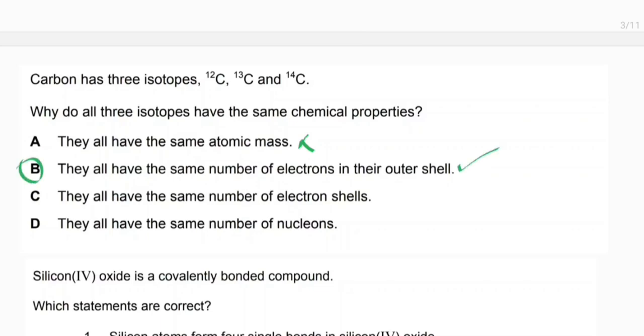So the chemical reactivity actually depends on the same number of electrons in the outer shell, or same valency, you could say, or you could also say the same number of electrons involved in chemical reactions. They all have the same number of electron shells. That is actually wrong, because any element on the 3rd period has 3 electron shells, on the 4th period has 4 electron shells, so it's not the case. They all have the same number of nucleons. Nucleons are protons and neutrons, so that doesn't make any difference. Wrong.